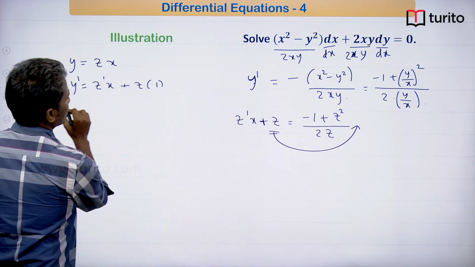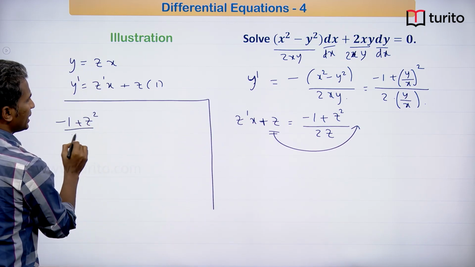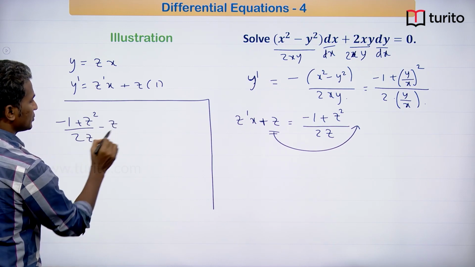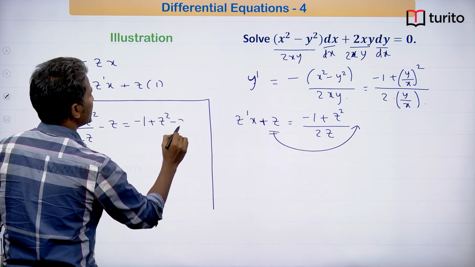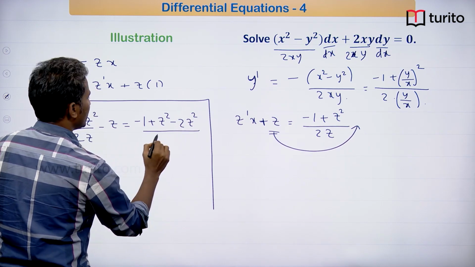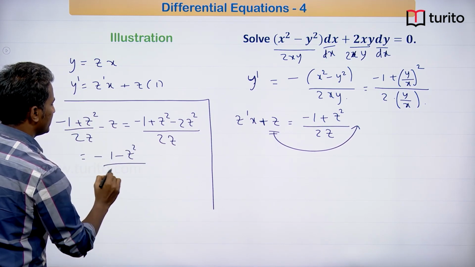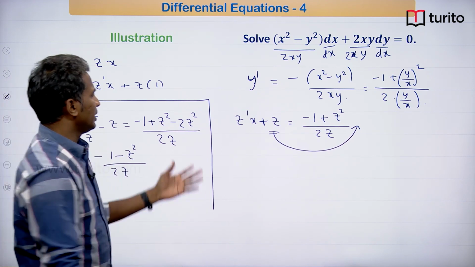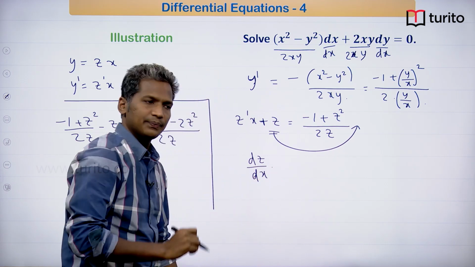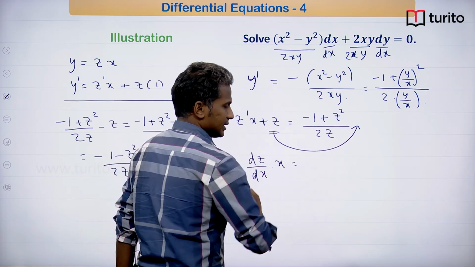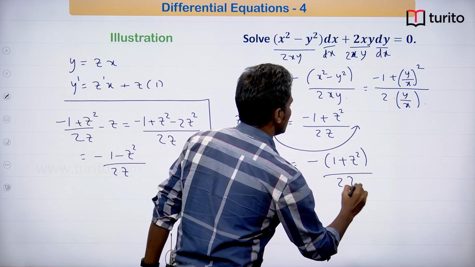So, what do we get here when we subtract it? So, minus 1 plus z square by 2z minus z, this is going to give us minus 1 plus z square minus 2z square divided by 2z. So, this will be minus 1 minus z square by 2z. So, we will write this as dz by dx, which is the z dash into x is equal to minus common 1 plus z square by 2z.